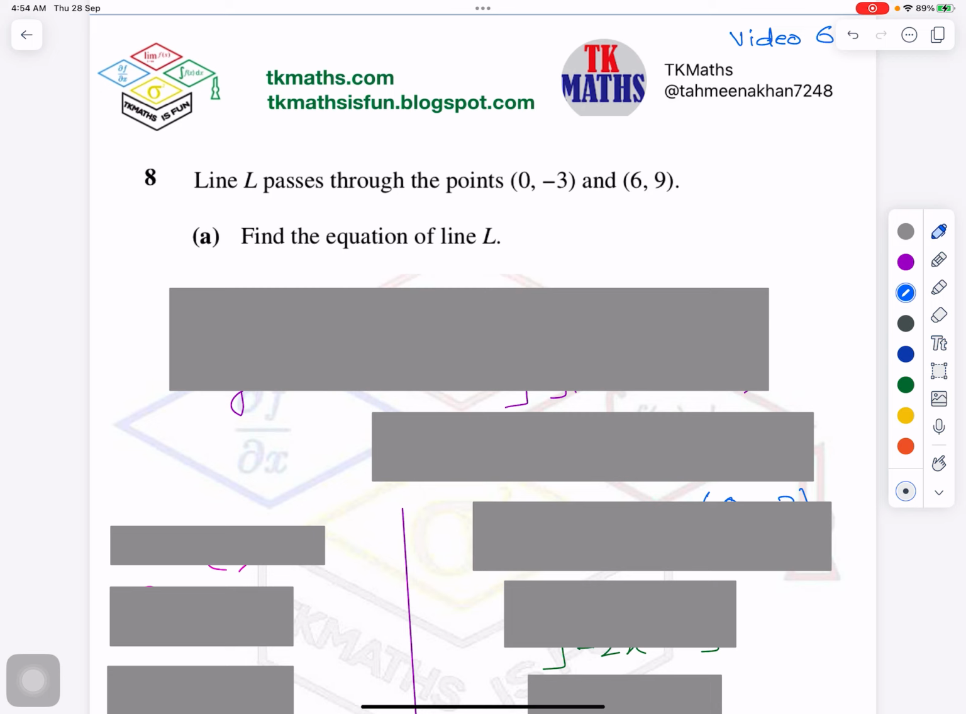So let's start with this concept. Line L passes through the point, find the equation of the line.